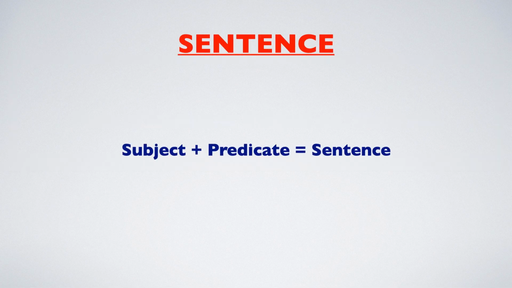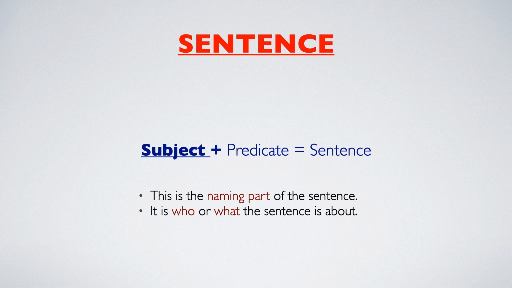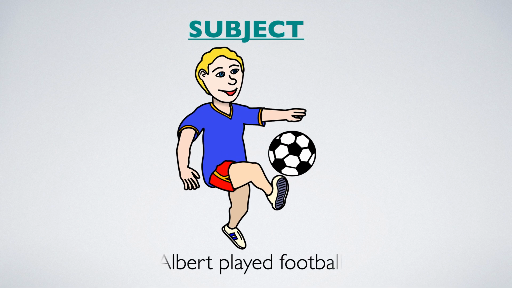Let's learn something more about how subject and predicate form the complete sentence. The first part is the subject. This is the naming part of the sentence. It tells who or what the sentence is about. Albert played football. In this sentence, Albert is the subject because the sentence is all about Albert.